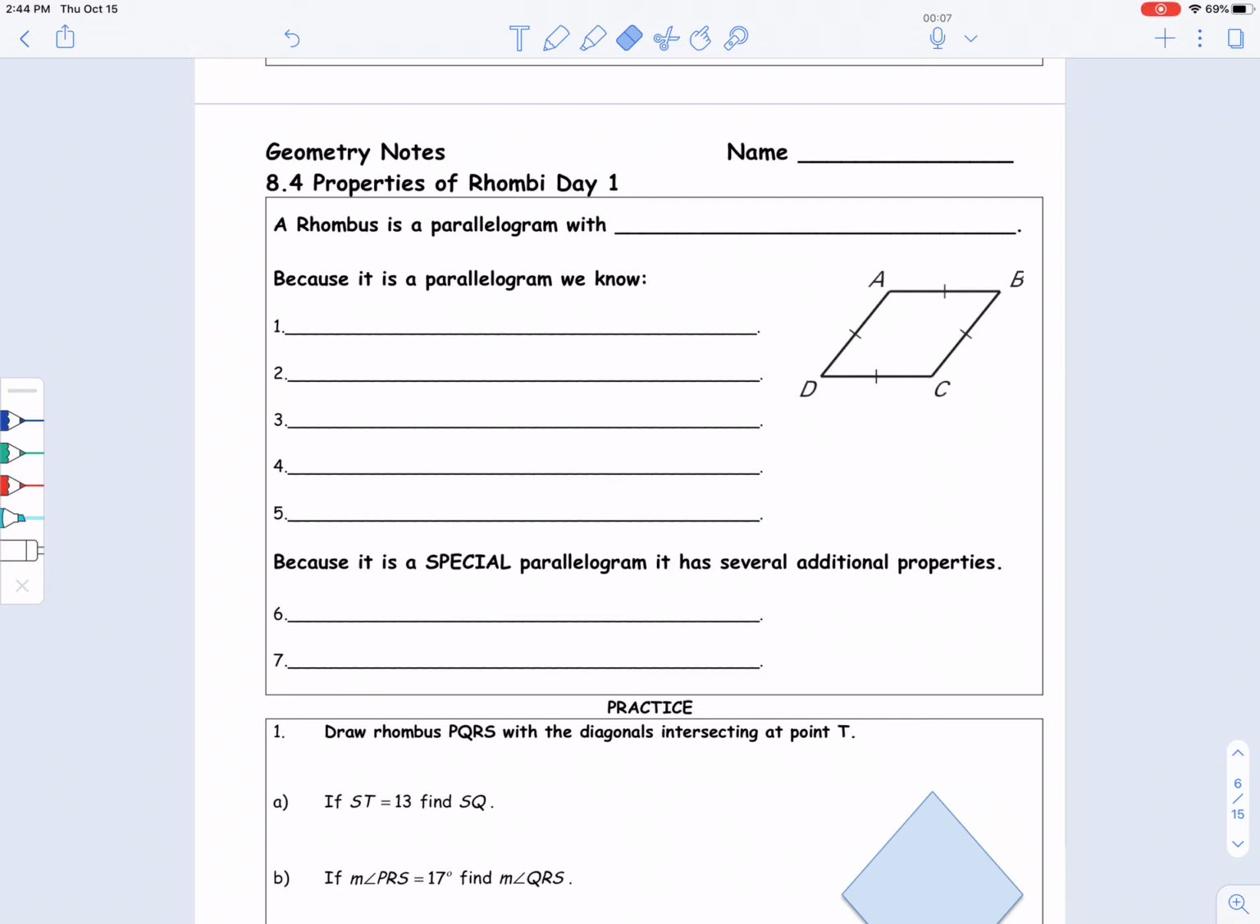There are actually a few special parallelograms. We've talked about a parallelogram and its properties, but we're going to go through each of the special parallelograms. The first one is called a rhombus, or plural rhombi. A rhombus is a parallelogram with 4 congruent sides.